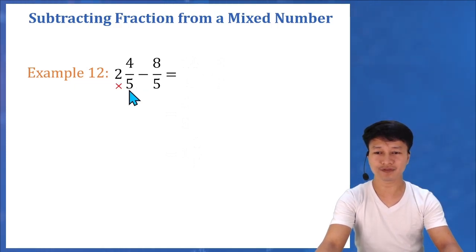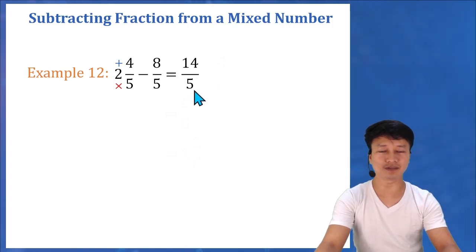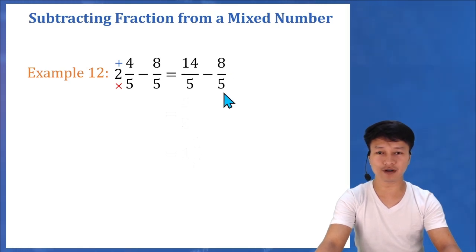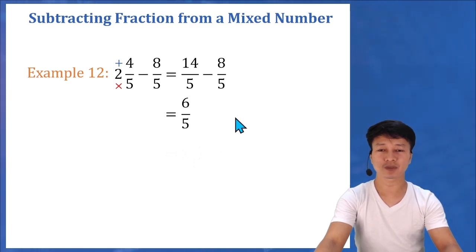So just like this, 5 times 2 is 10 plus 4 is 14. So that is 14 over 5. Okay, minus the subtrahend fraction is 8 over 5. So just copy 8 over 5. And since 14 over 5 and 8 over 5 are similar fractions, we can now subtract them directly. So just subtract the numerator just like this. 14 minus 8 is 6 over the common denominator is 5.